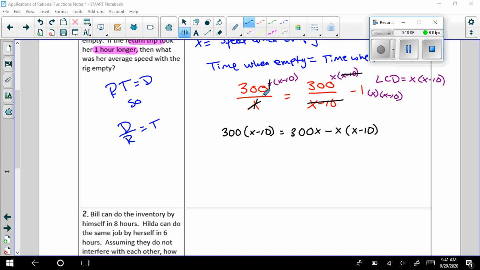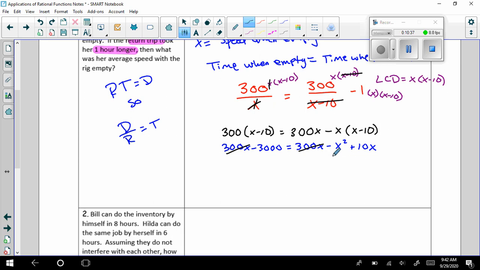And cancel out from top to bottom. And then we end up with this. So if we distribute, we get 300x minus 3,000 equals 300x minus x squared plus 10x. All right, so we see here that we have a quadratic. We also, hopefully you see that you have a 300x on both sides, so you can cancel that out.